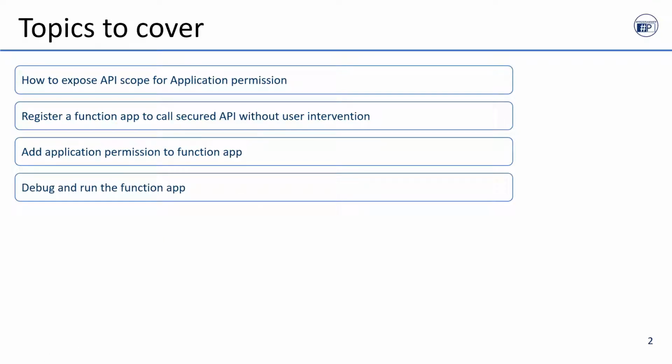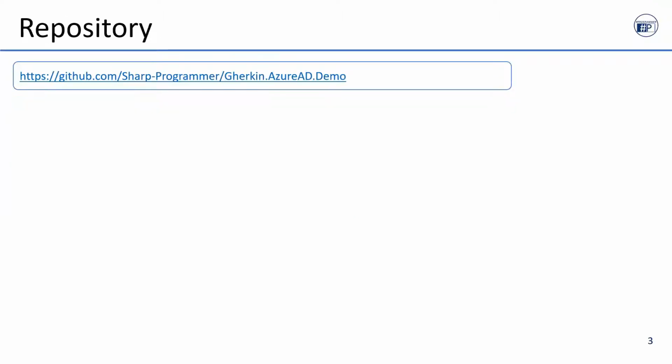Please watch my previous video wherein I have explained how to call a secure API using MVC web app. Visual Studio solution for this video is on GitHub. Repository link is in the description. Download it or clone it on the computer.